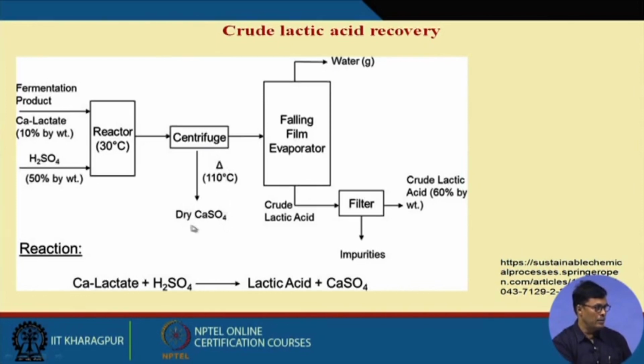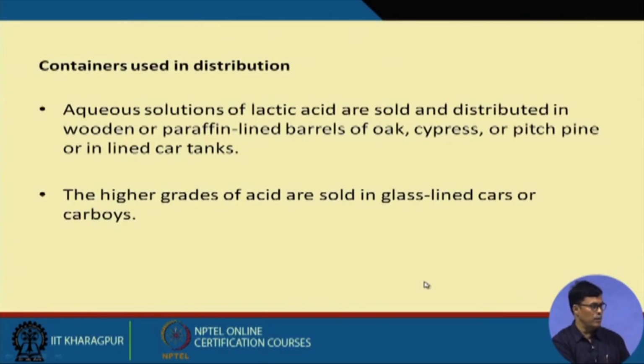We get calcium sulfate, and then we evaporate it so that the concentration of lactic acid increases. We filter it, impurities go out, and lactic acid is about 60% weight by volume. This is available in liquid form. The reaction is like this: calcium lactate plus H2SO4 gives lactic acid and calcium sulfate.